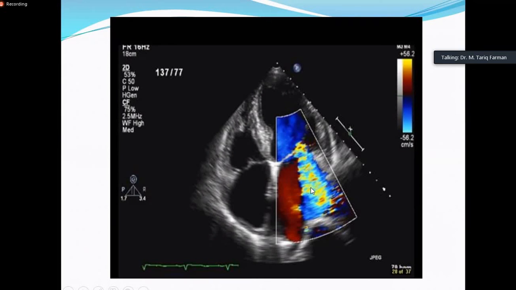This is the jet striking into the pulmonary veins. This is directly going into the pulmonary veins. This is the sign of severe mitral regurgitation. You can see the dilatation of the left atrium. This is the atrial septum, and this is the right atrium.